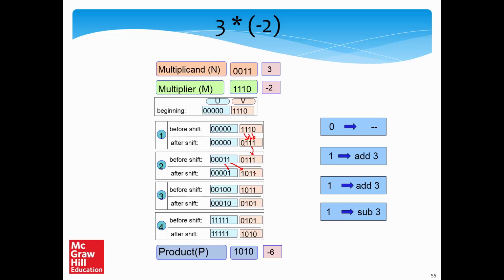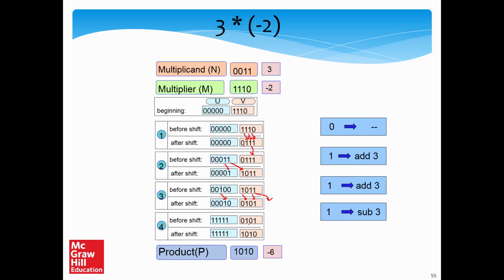After that, we take a look at the LSB of V once again. It's again 1. So we again add 3 to register U. So 3 plus 1 is 4. So this becomes 1 0 0 and 1 0 1 1. And we do a right shift. So all the bits again move one step to the right, and 1 falls off.